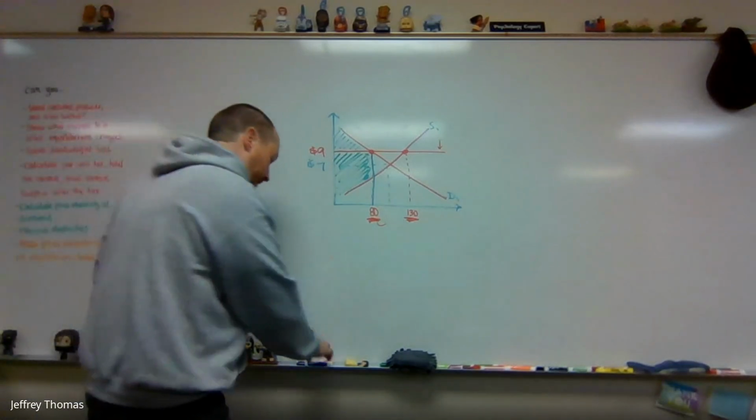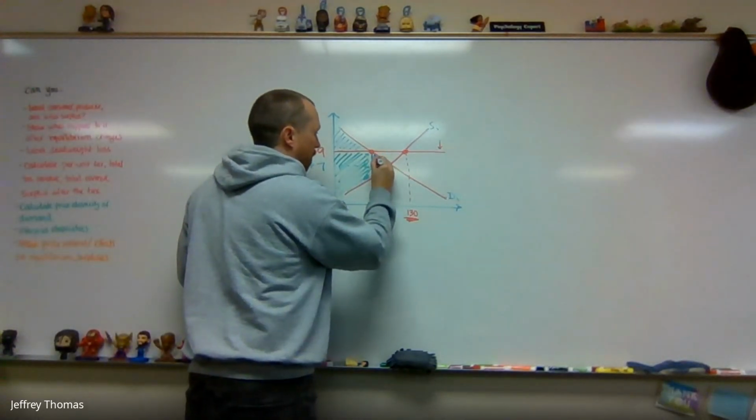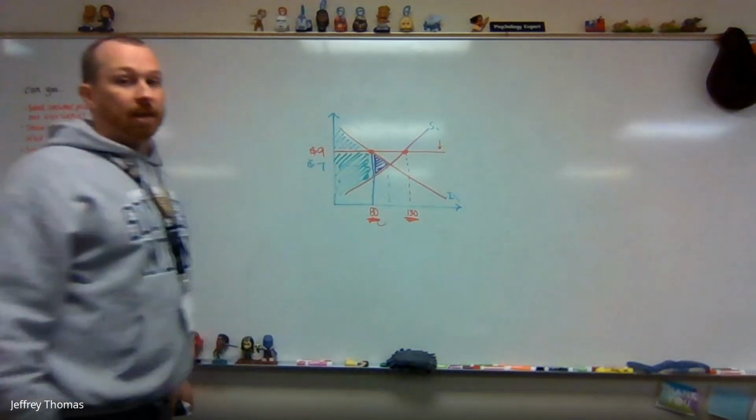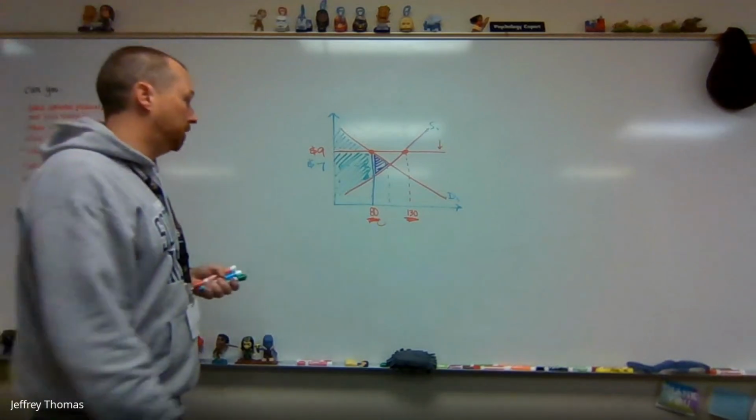Well, what do we have over here? This used to be surplus. It's not anymore. So what would that be? That would be deadweight loss. Okay, so we see deadweight loss on these price control charts also.